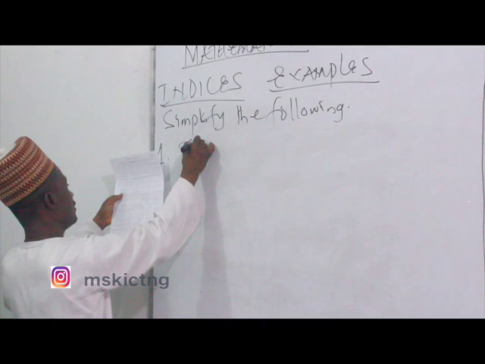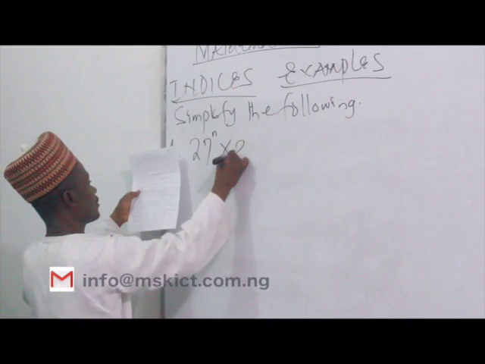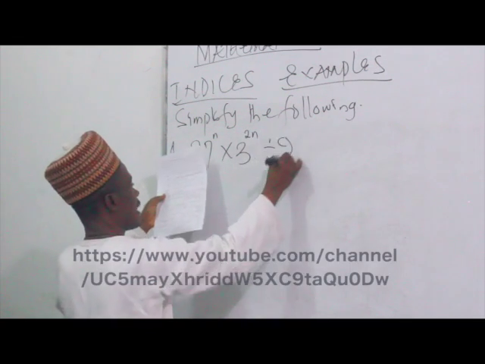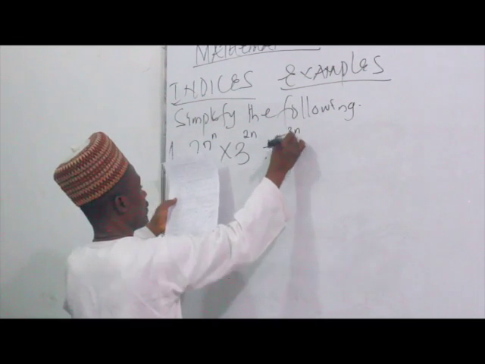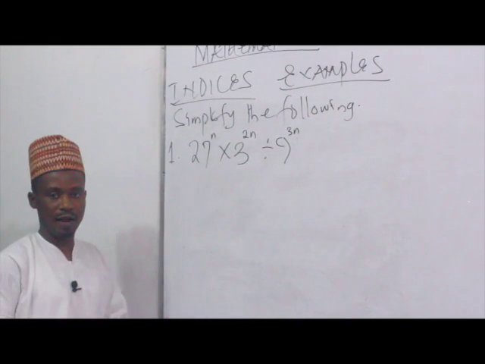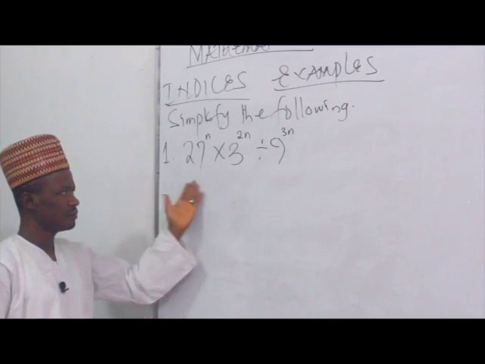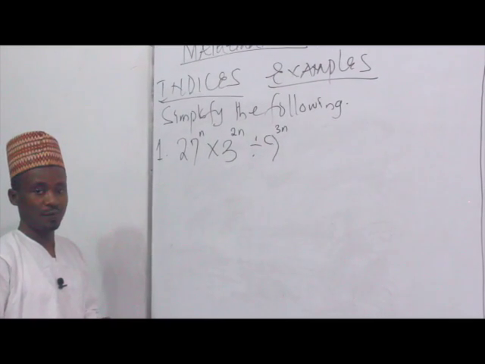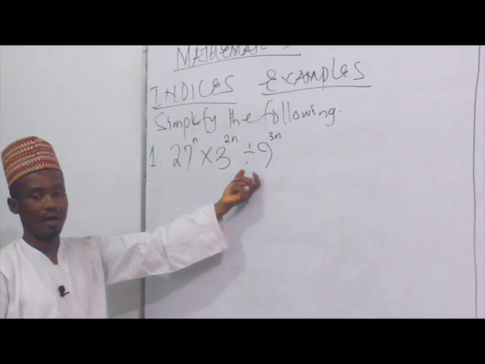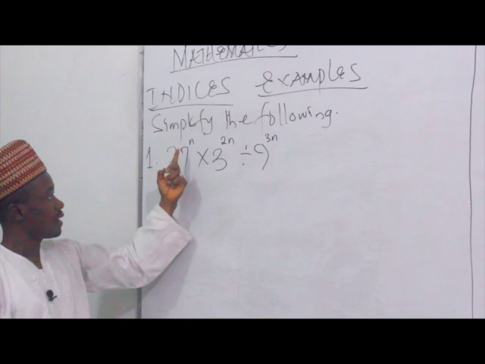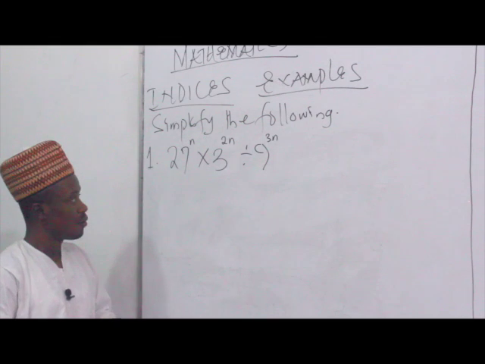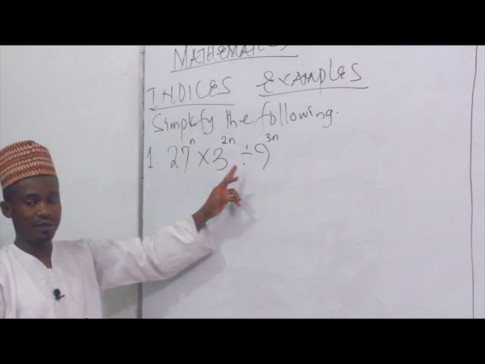27 raised to the power of n times 3 raised to the power of 2n divided by 9 raised to the power of 3n. The first thing expected of you as a student is to identify that this is an indicial expression. The bases are 27, 3, and 9. The powers are n, 2n, 3n, while the operators are times and division sign.